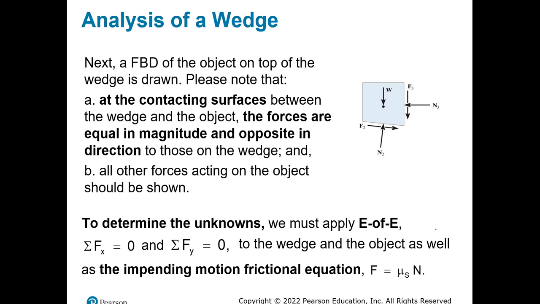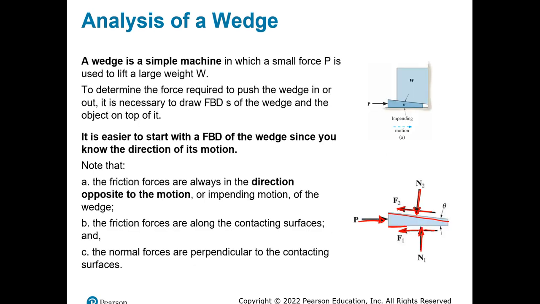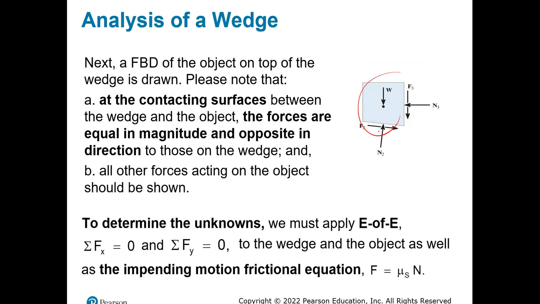So at the contacting surfaces between the wedge and the object, the forces are equal in magnitude and opposite in direction. So if you have a force at the wedge going in this direction, it means that when you go to the weight, it'll be in the opposite direction of the wedge.